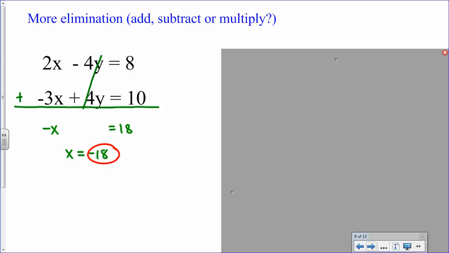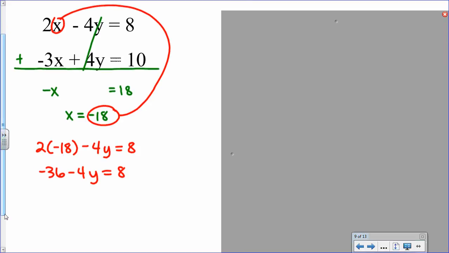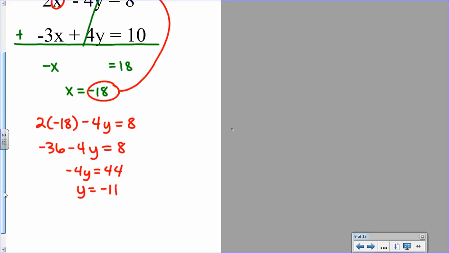Back substitute. You can do either equation. I usually just do the top, but you can do either one. Okay, so you plug in negative 18 for x, and then you get negative 36 minus 4y equals 8, so add 36. Divide by negative 4. You should get negative 11 for y. So then your ordered pair is 5 comma negative 11.